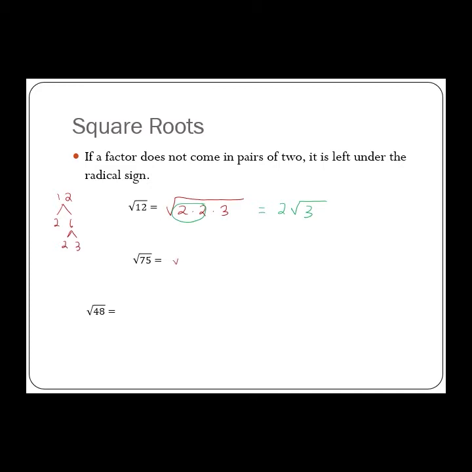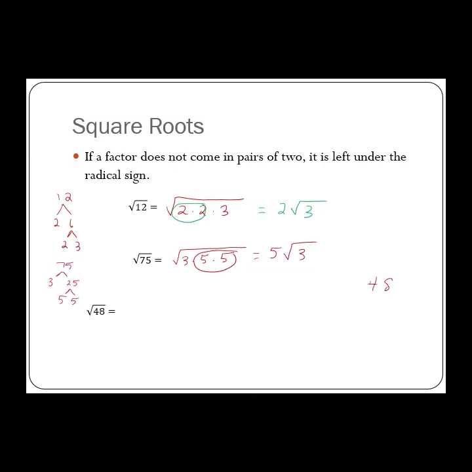75 is 3 times 25. 25 is 5 times 5. So we have 3 times 5 times 5. And we have this pair of 5's, but nothing to do with that extra 3.